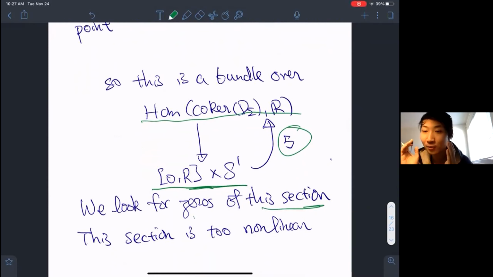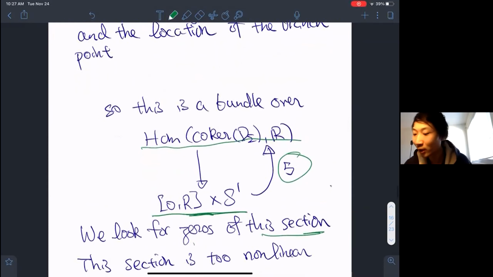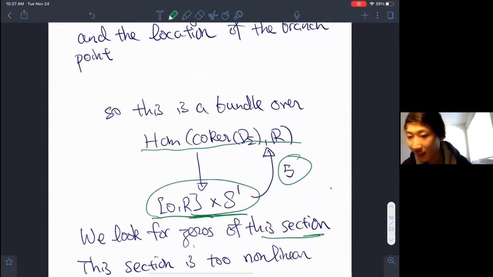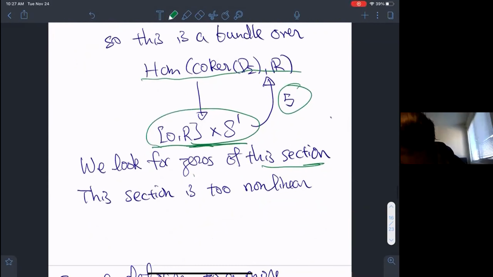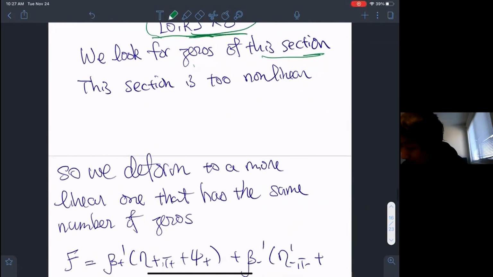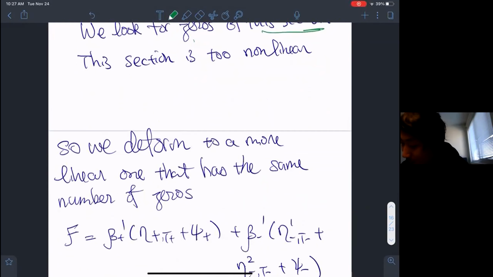I'm going to try to reason that the linearized section has a zero by wiggling these, by moving around in this obstruction bundle. And then there's some very hard argument that's saying this zero actually persists when you are in the nonlinear case. I'm not going to talk about that argument, because that's really hard, I do the easy bits. So we can deform to a more linear section whose zeros we can actually understand.